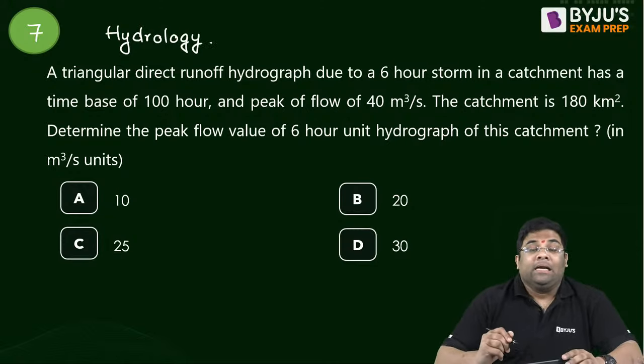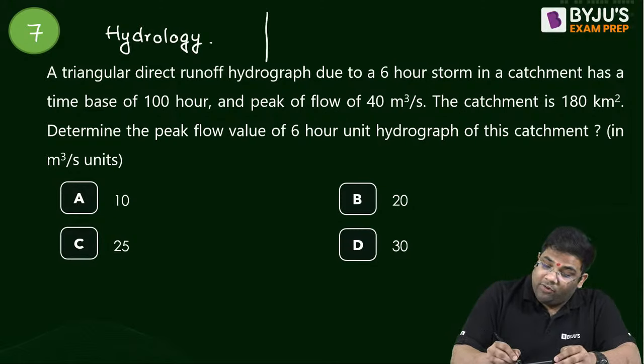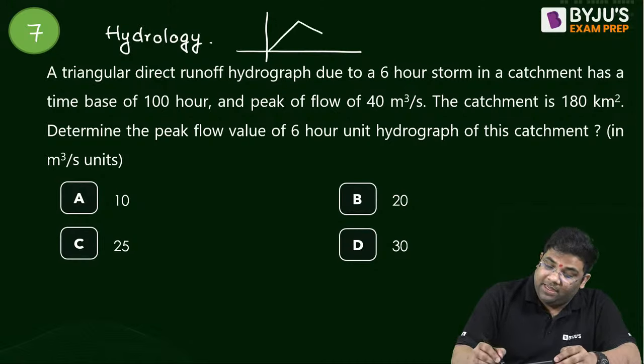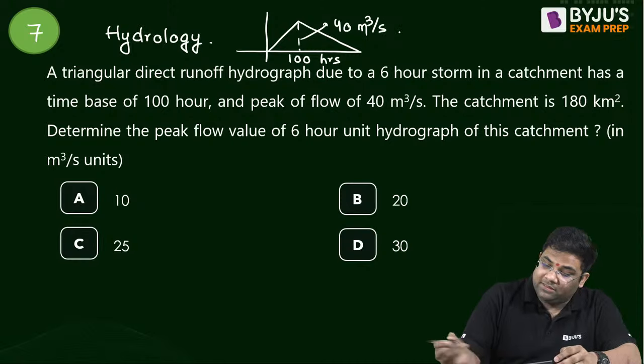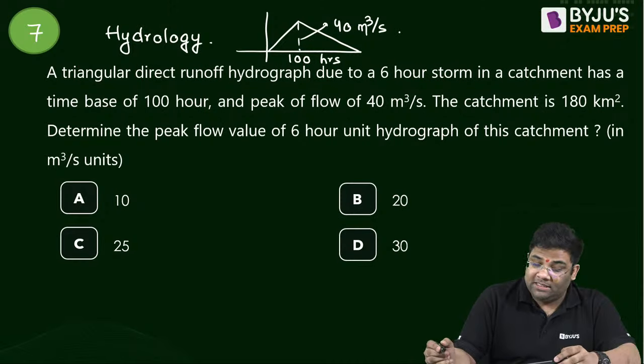Okay. Triangular direct runoff hydrograph is given, right? And it is given, it is having a base of 100 hours, okay? And peak flow is given as 40 meter cube per second. The catchment area is given, okay?